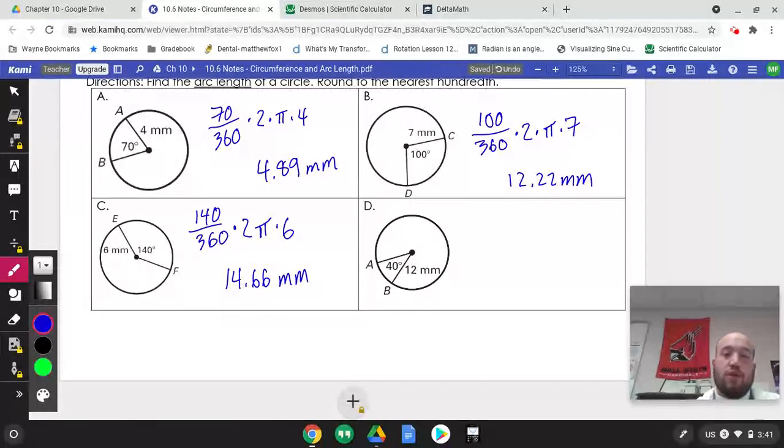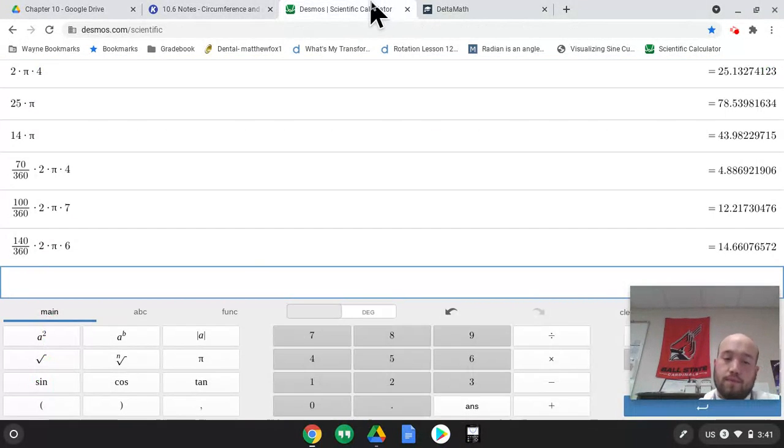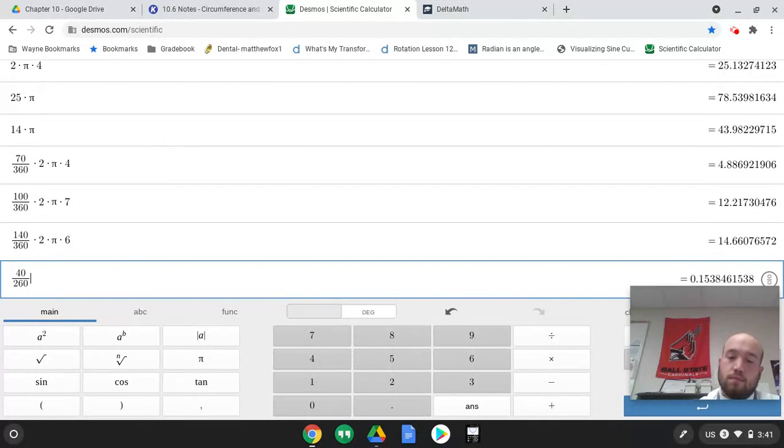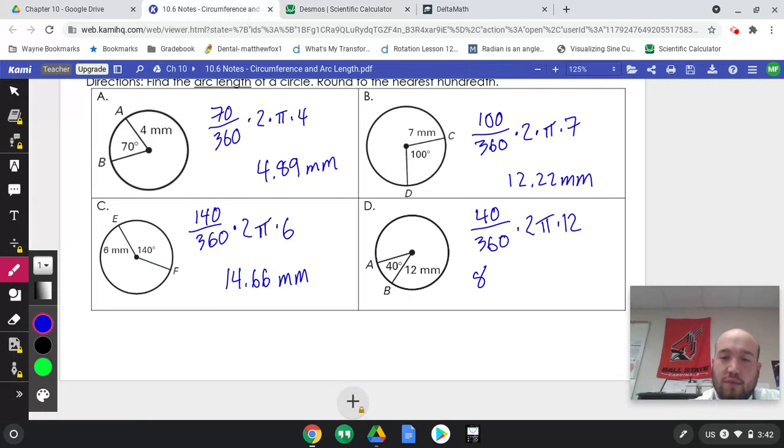And now our final one, 40 over 360 times 2 times pi times, this time it's going to be 12. Okay. Oops, I did it again, not 260, but 360. And we get 8.377, so we round up to 8.38. And that's going to be millimeters. All right, and we are done.